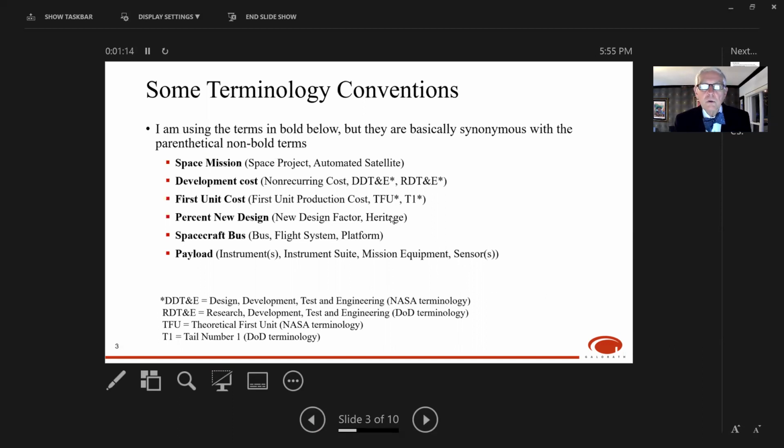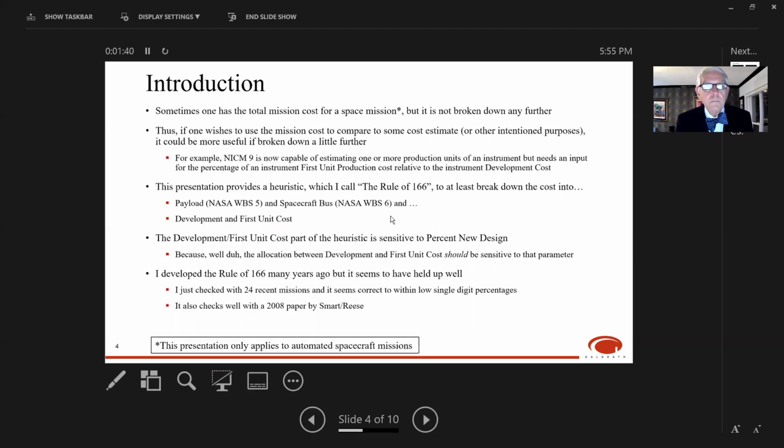I'll be using percent new design, but sometimes that's called new design factor or heritage. Actually, the heritage is the reciprocal of percent new design. I'll be using spacecraft bus, or just the bus, or flight system or platform, or synonymous terms. I'll be using the word payload to mean instruments, or the instrument suite, or the mission equipment, or the sensors that are on board the spacecraft.